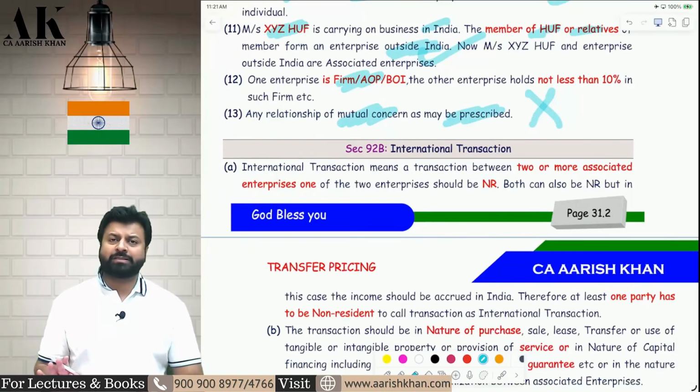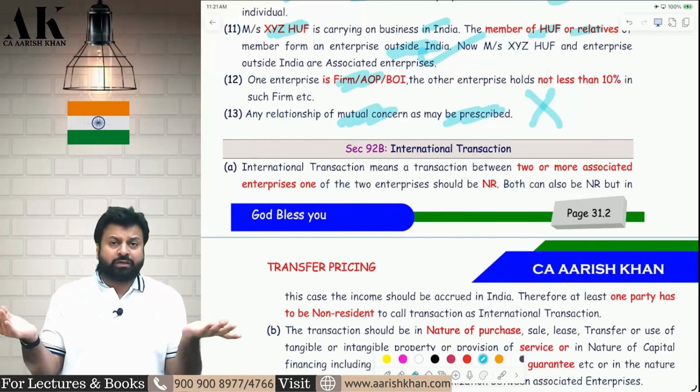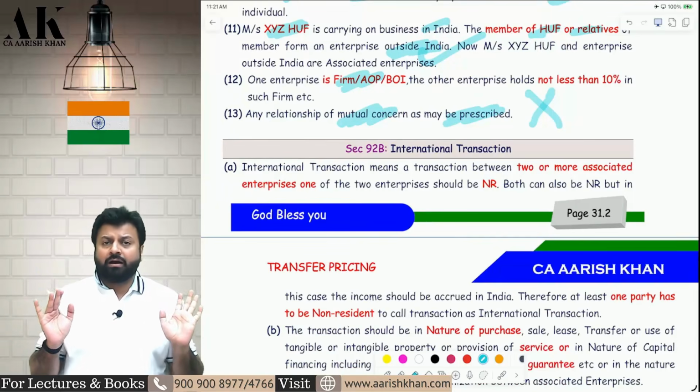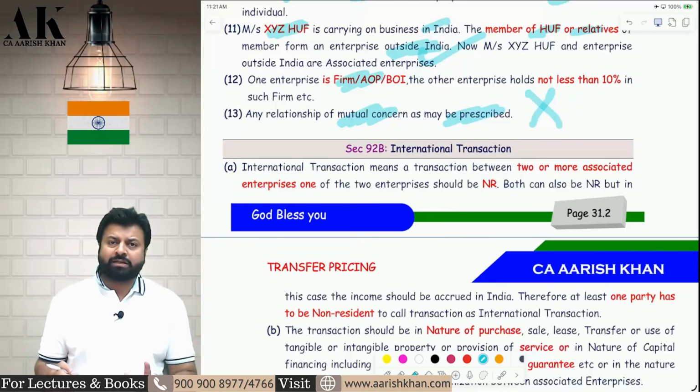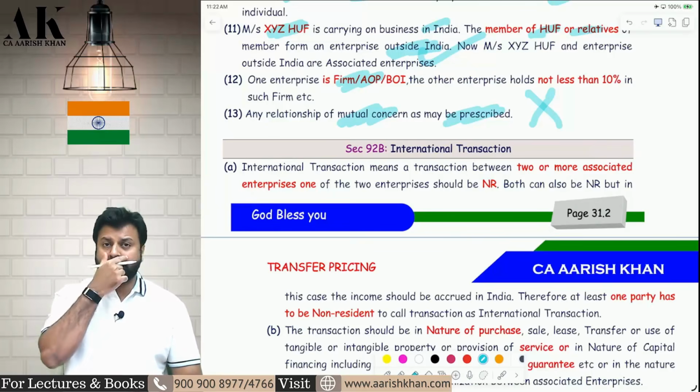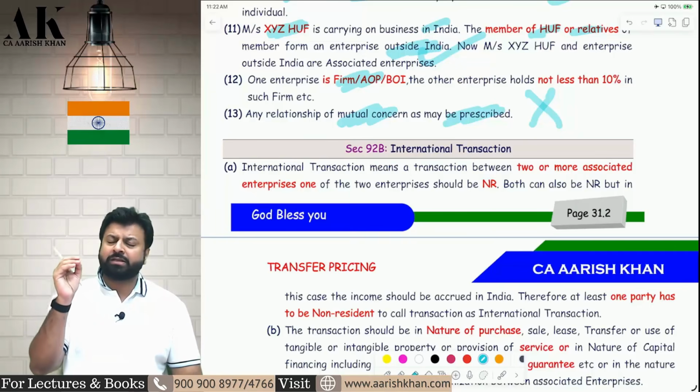As of now, they have not prescribed anything. If they want, they might prescribe a few more cases, but as of now there are no more prescribed items. Only 12 items are prescribed as of now. If you fall in any of the 12 items, you are said to be what? Associate enterprise. To apply transfer pricing, having an associate entity relationship is extremely important. Without that, transfer pricing is not possible.